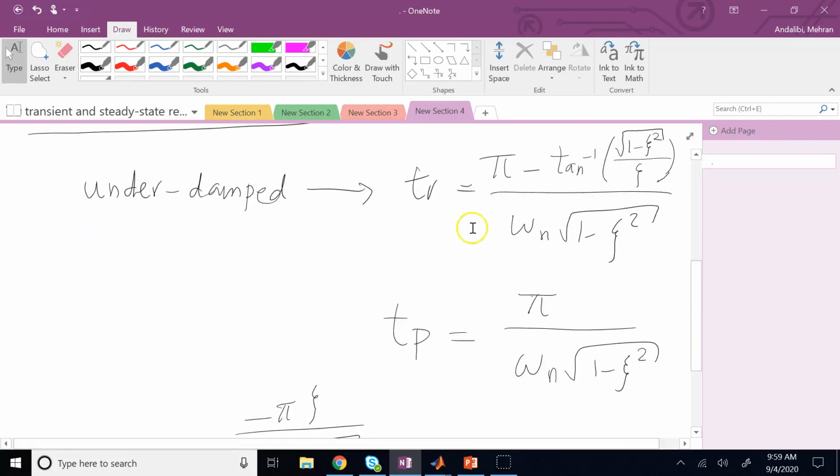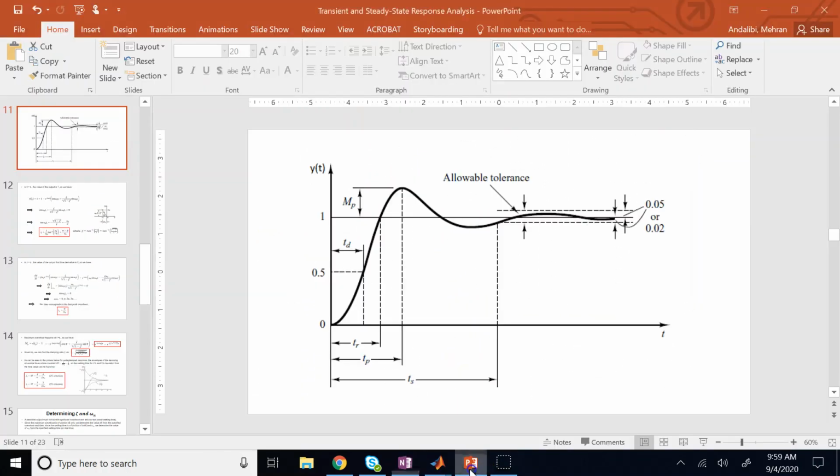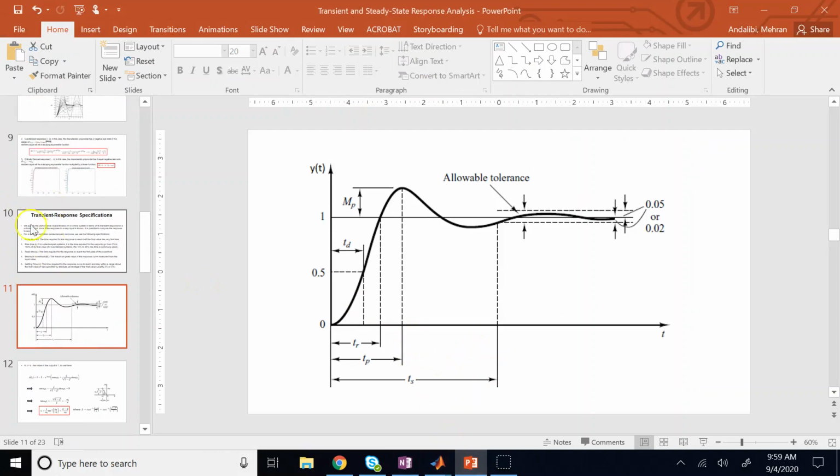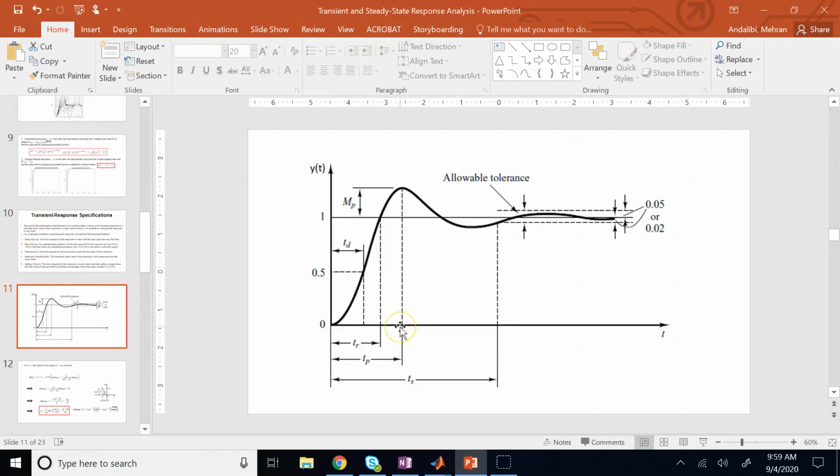As I said, these important parameters, T rise, T peak, MP, and later the settling time that we will talk about in a second, are all defined for the underdamped response.